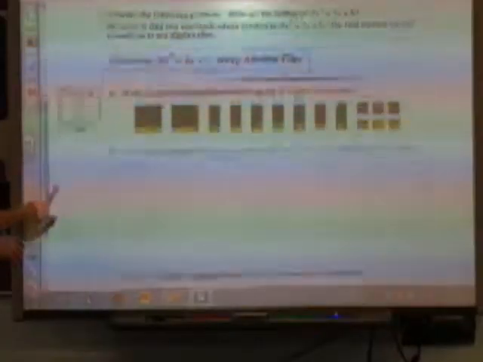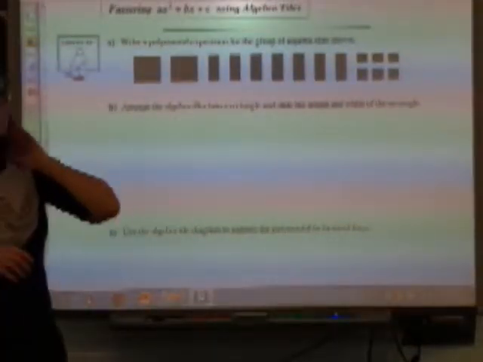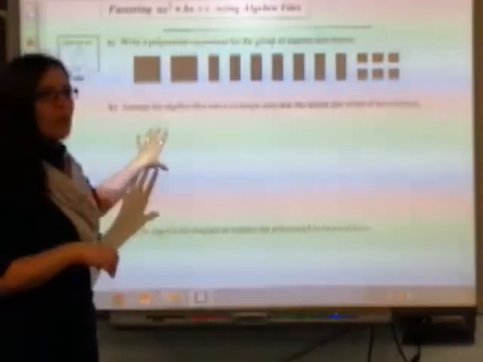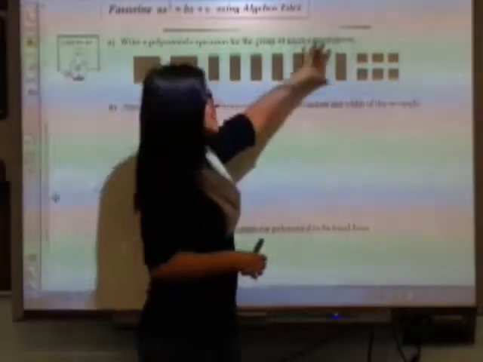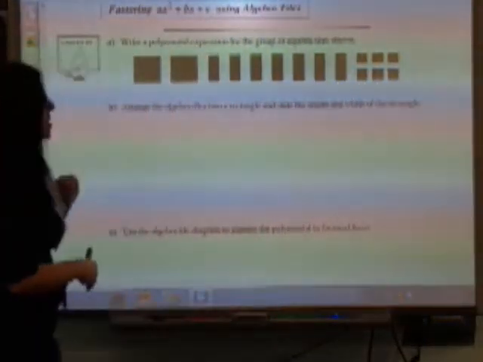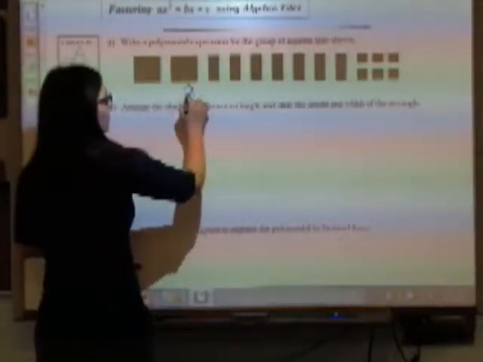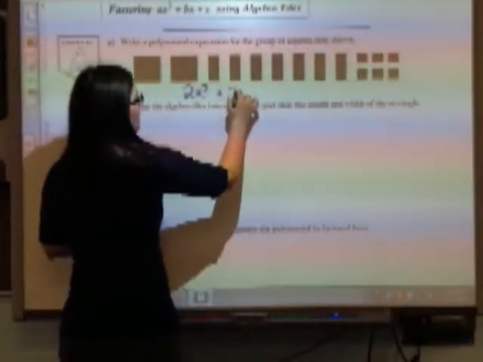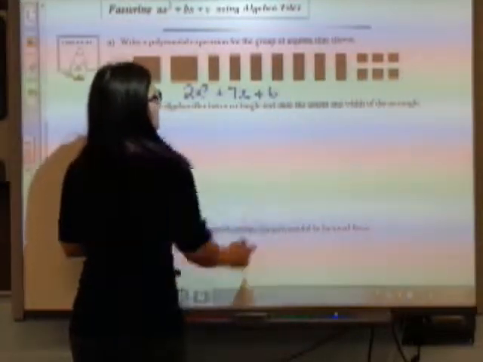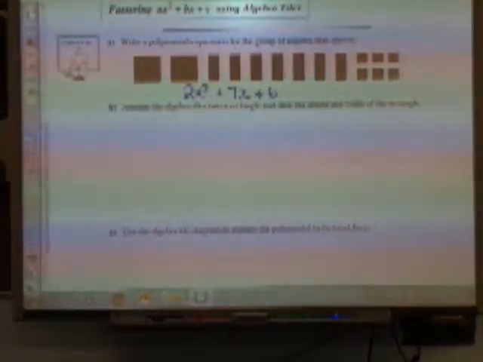So if we go back to decomposition, this is a review from last year. This is actually part of what we did in 10 Common. So if I look at the polynomial expression represented by the group of algebra tiles here, what would I get? So take a moment to write that down. I get 2x squared plus 7x plus 6.